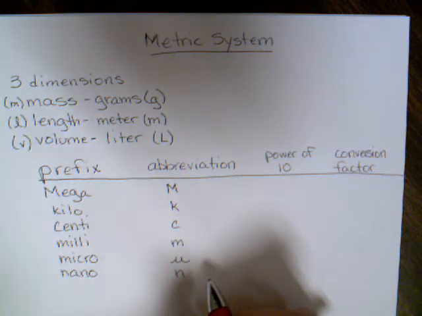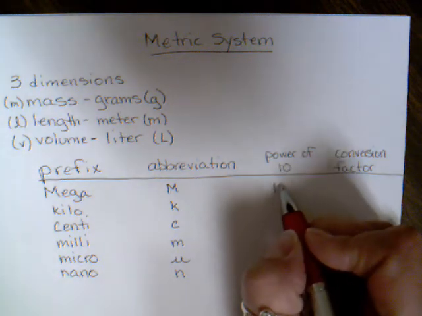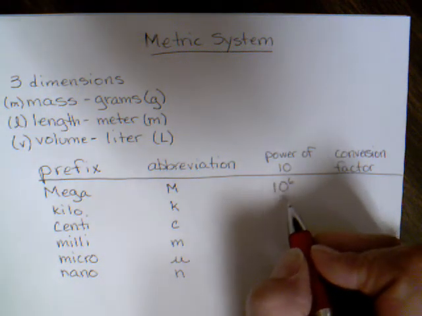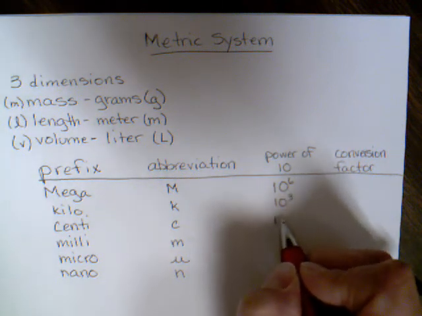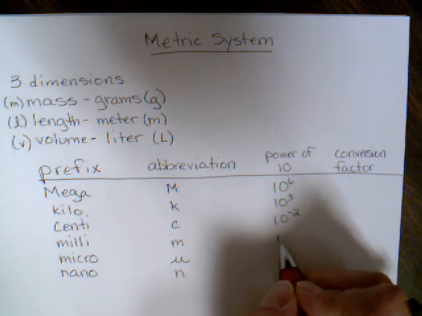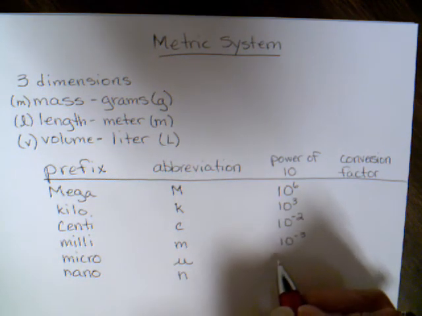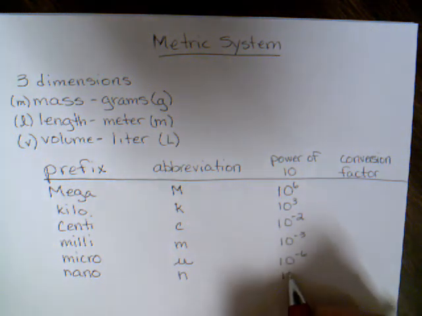The powers of 10 associated with these, with the mega, it's 10 to the 6th, kilo, 10 to the 3rd, centi, 10 to the minus 2nd, milli, 10 to the minus 3rd, micro, 10 to the minus 6th, and nano, 10 to the minus 9th.